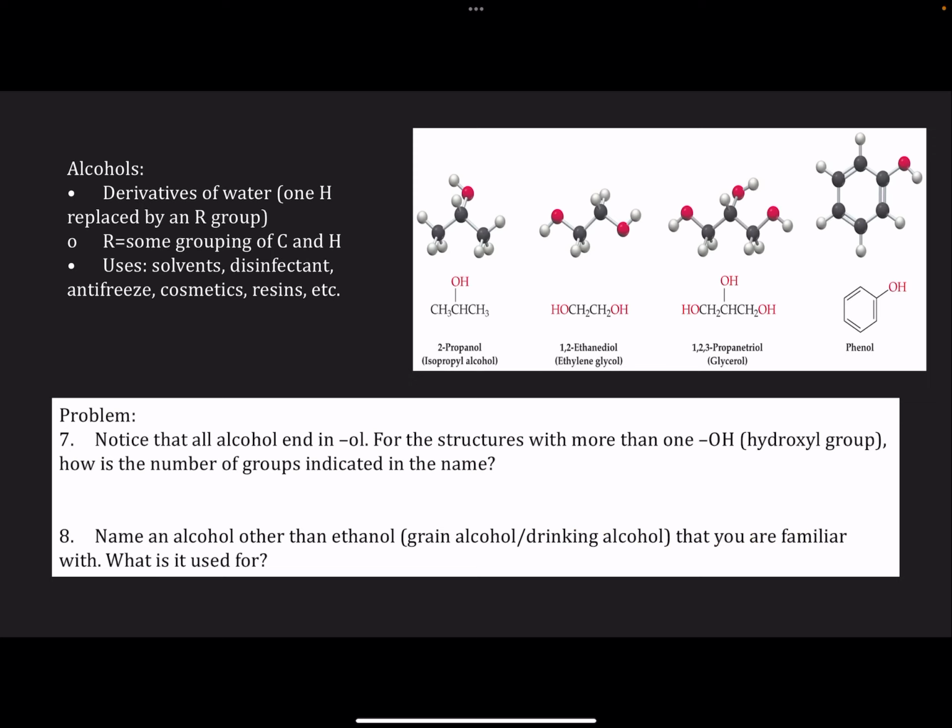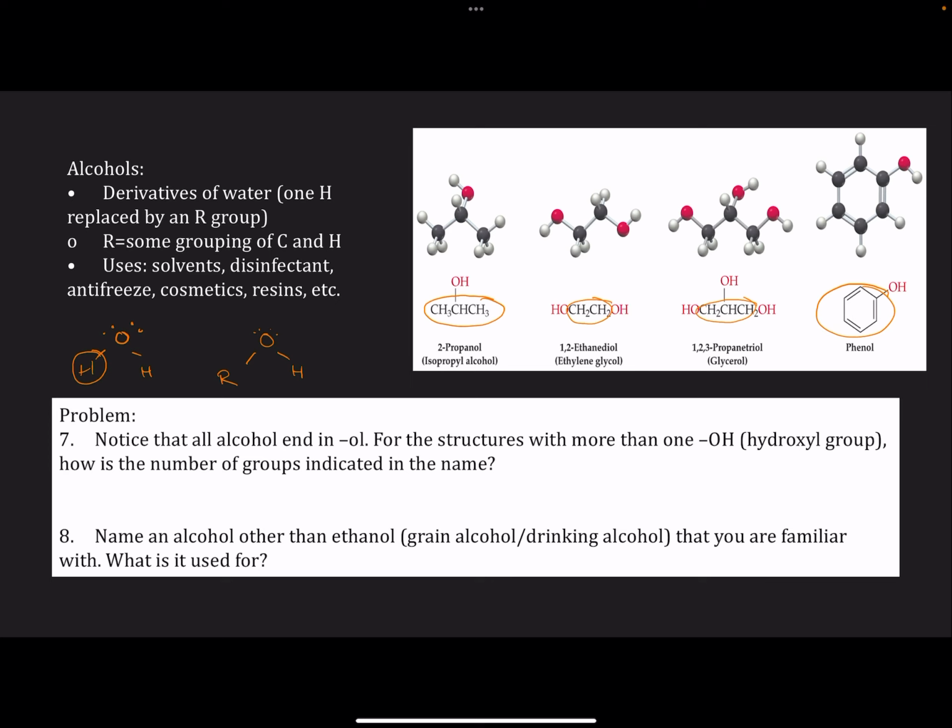So when we talk about alcohol being a derivative of water, if we have water, this would be our water structure. A derivative replaces one or more hydrogens. So we would have the same structure with one hydrogen, but we'd have some carbon grouping. So these would be our carbon groupings. They can vary. It's just something attached to that OH group.